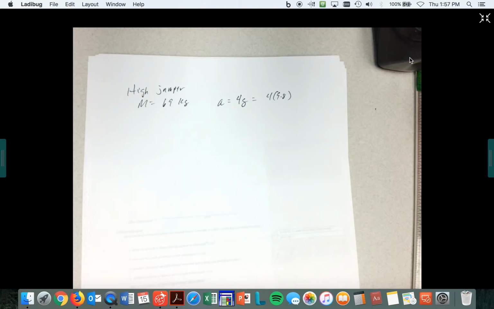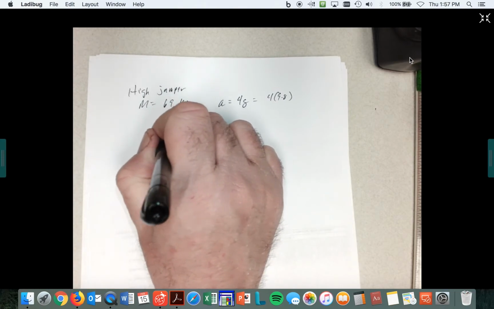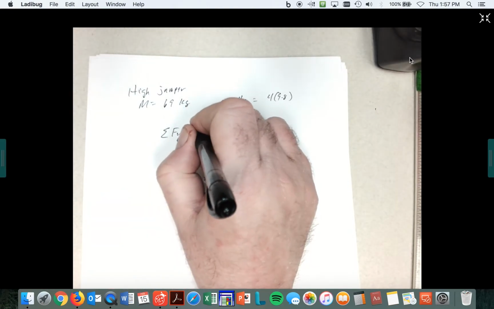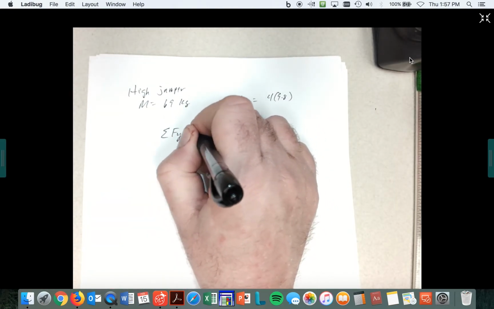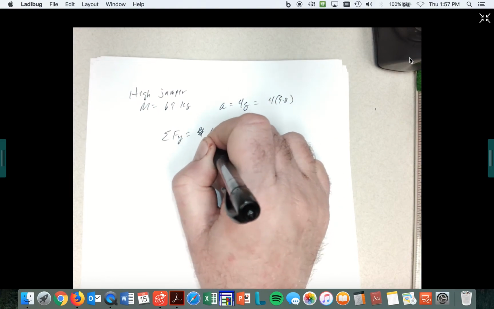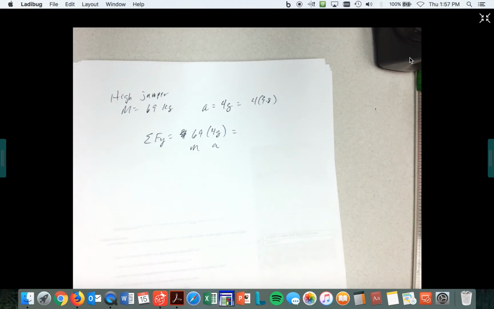So we want to know how hard they're going to have to push on the ground. What we do is look at the sum of the forces in the y direction. What do we want? We want 69 times 4g. This is ma. It is equal to the normal force.